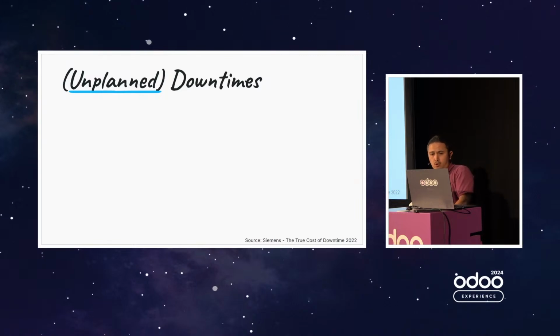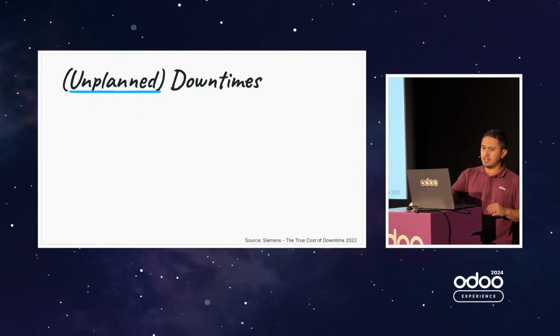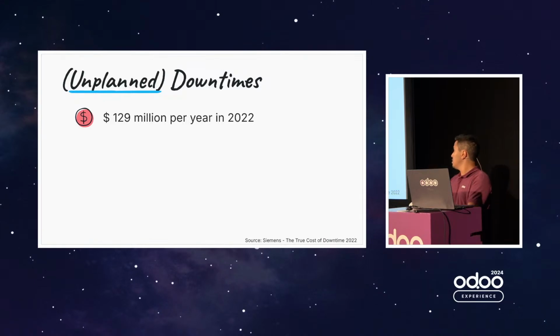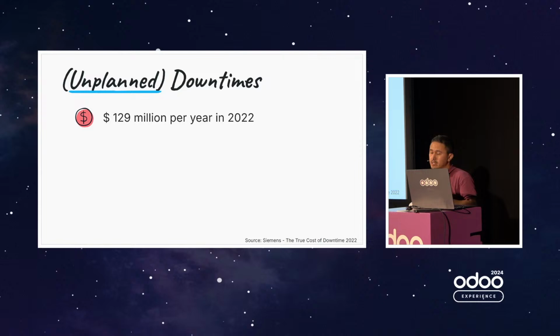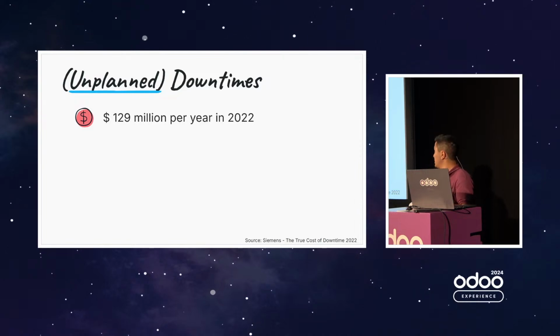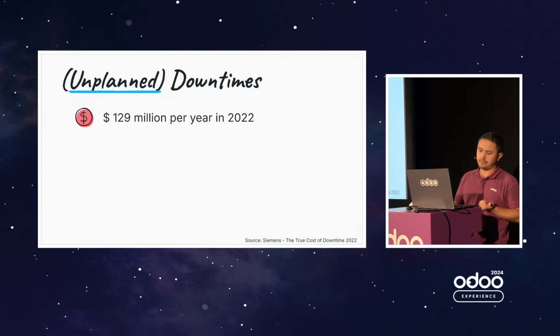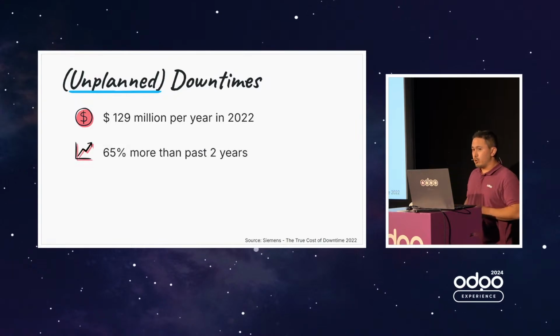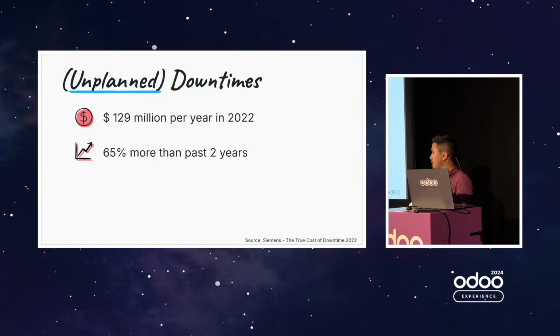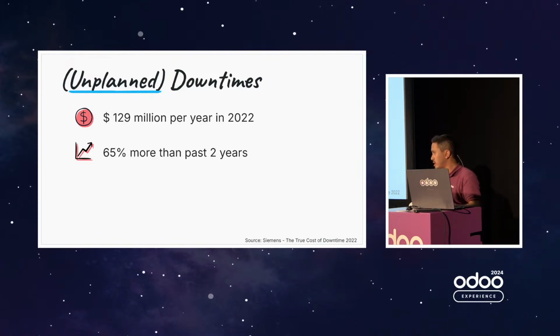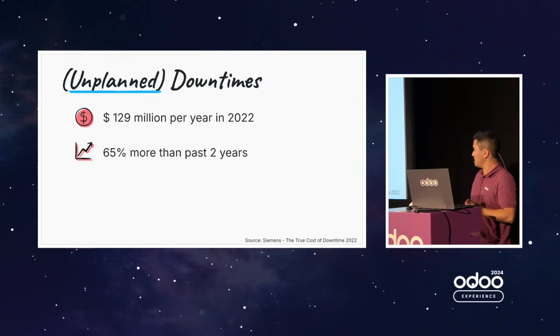Maybe to give you a better context, a study published a couple of years ago shows that a large average plant loses $129 million per year, and this was in 2022. And this number represents 65% more than what was in 2020. So we can clearly see that there is a trend in increasing downtimes in the industry.